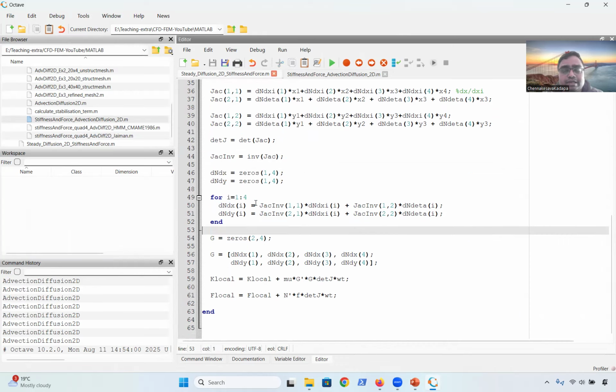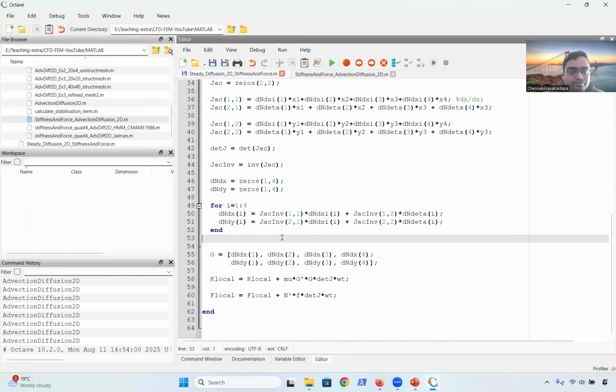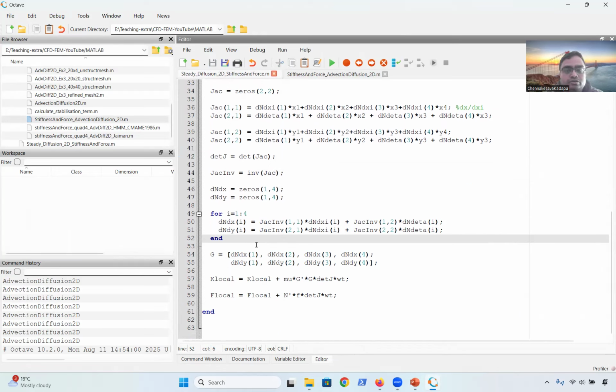And once we have all the basis functions and their derivatives, we can create our G matrix. We don't need this. Once we know G, we can calculate the element stiffness matrix at the corresponding Gauss point and then add it to the previous contribution. Similarly for the force.